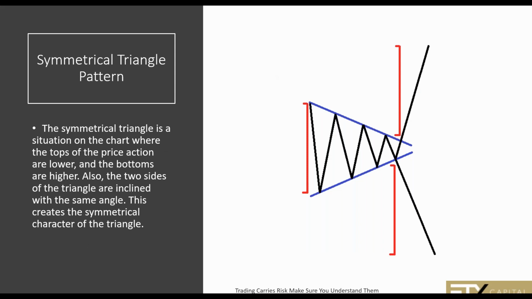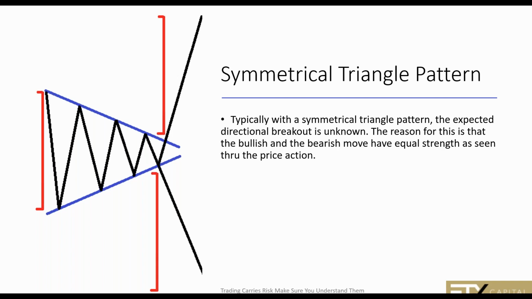So a symmetrical triangle is a situation on the chart where the tops of the price action are lower and the bottoms are also higher. Also, the two sides of the triangle are inclined with the same angle. This creates a symmetrical character of the triangle. Typically, with a symmetrical triangle pattern, the expected directional breakout is unknown. And I'm going to keep harping on that. Unknown. The breakout is unknown. The reason for this is that the bullish and bearish move have equal strength as seen through the price action.